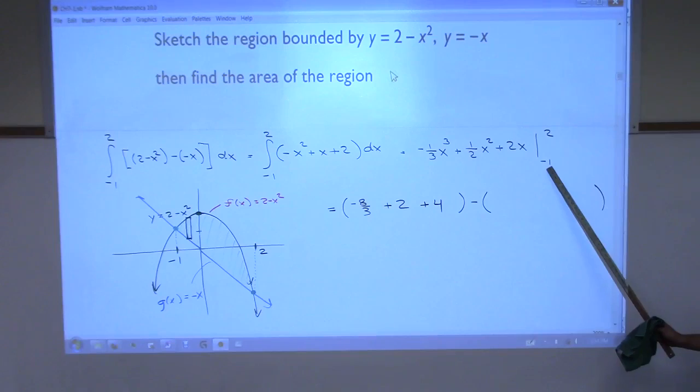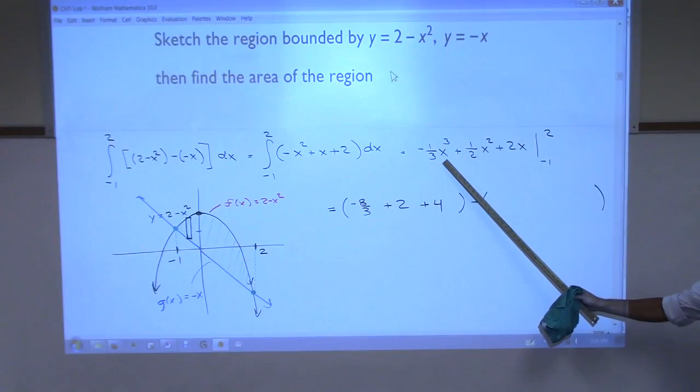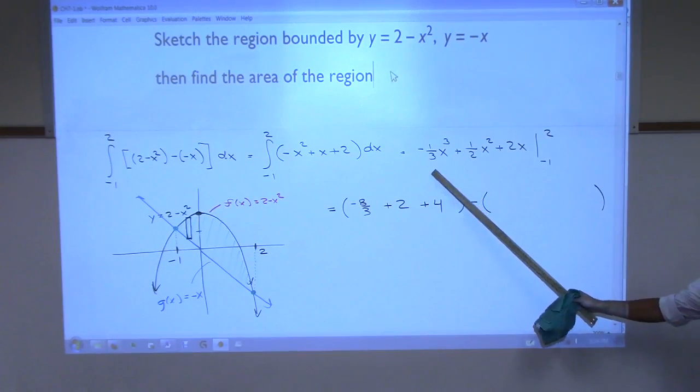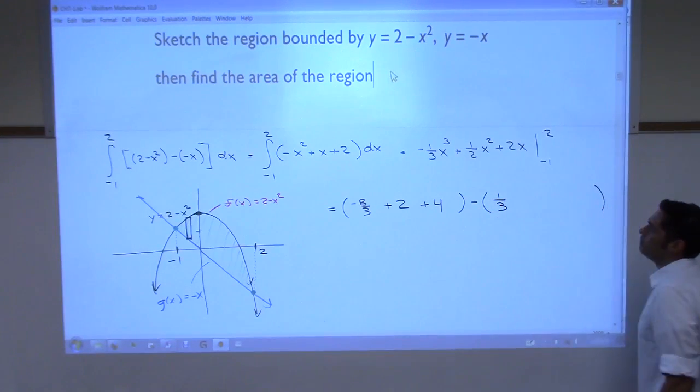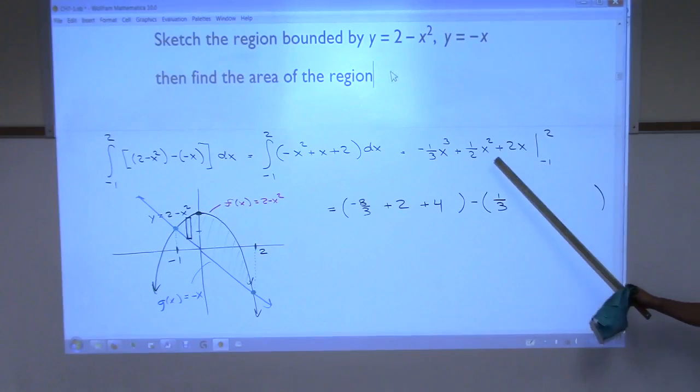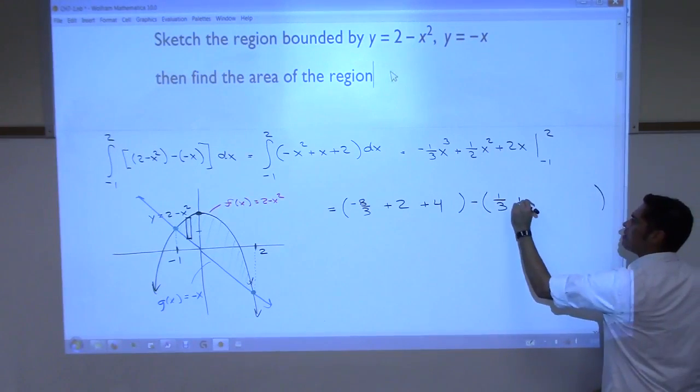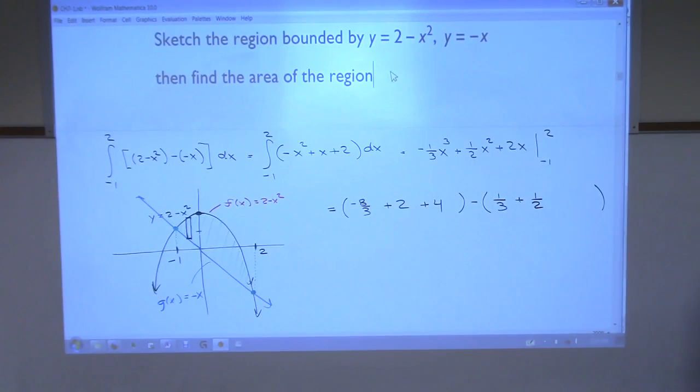-1 goes in next. So -1 cubed is still -1, but then times -1/3, so negative and negative is positive, so 1/3. -1 squared is 1, half of that, it's just 1/2. And finally, -2. Okay.